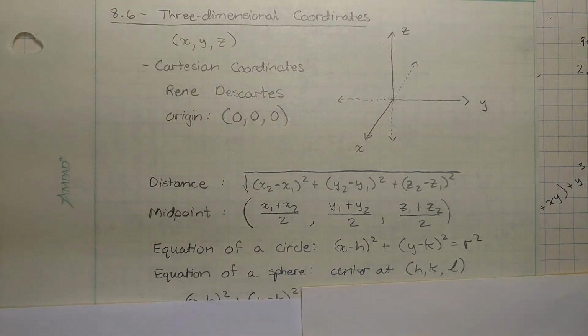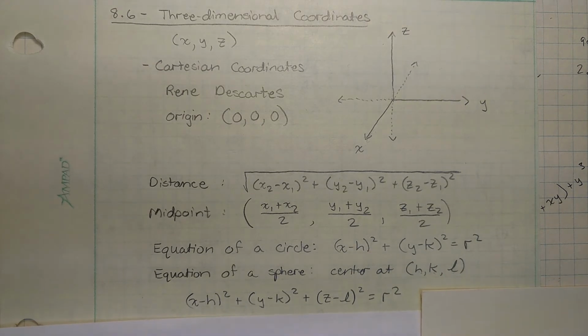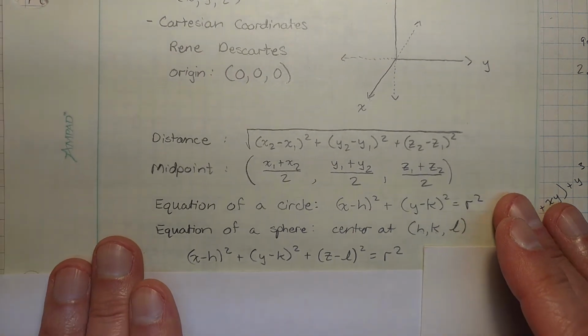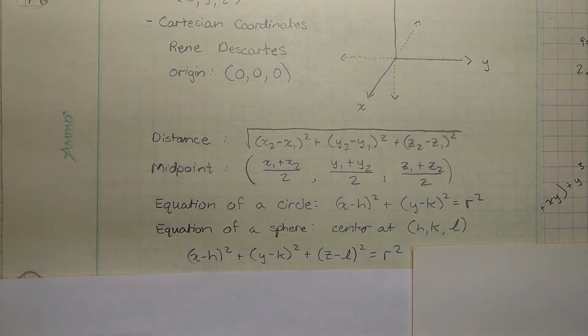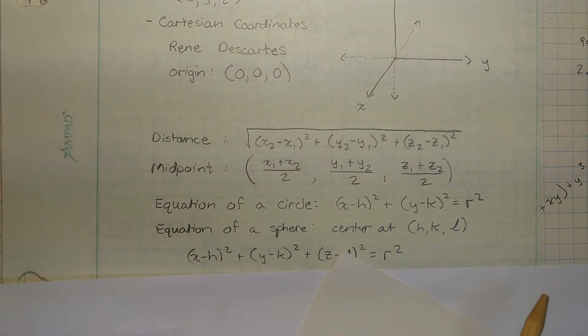And so we see for our sphere, it looks just the same. We still have a radius. But where this would be our circle, we now have a third dimension, so we have our z minus l squared for our third dimension. Once again, just a straight addition to our formula that we know from 2 dimensions.